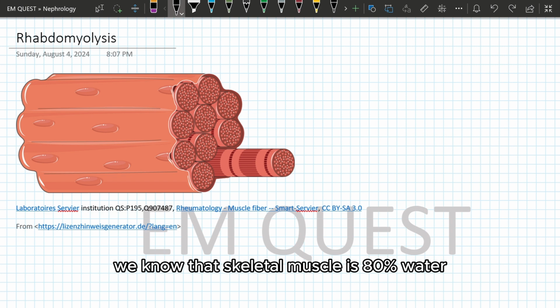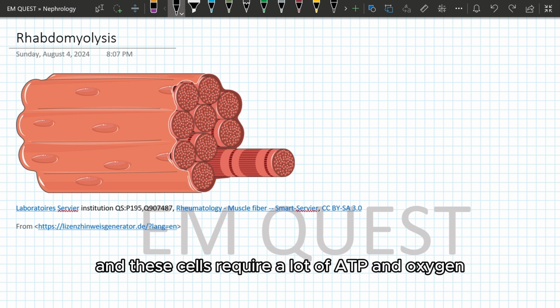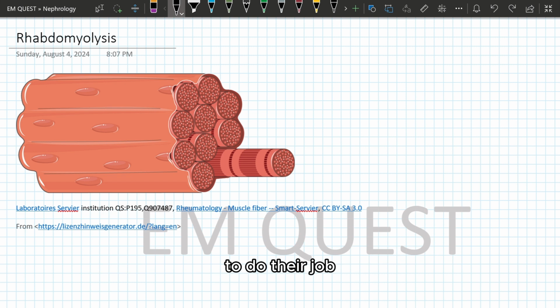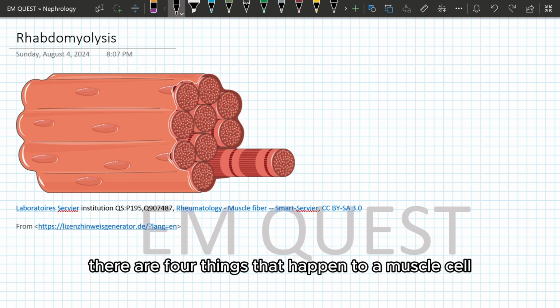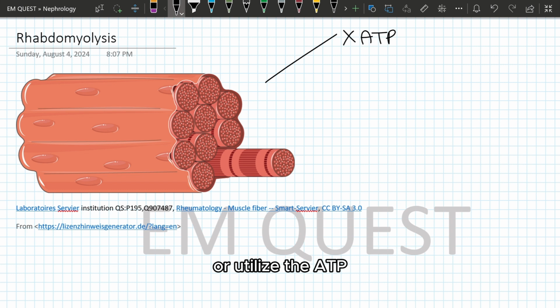We know that skeletal muscle is 80% water and 20% protein. And these cells require a lot of ATP and oxygen to do their job. So when rhabdomyolysis occurs, there are four things that happen to a muscle cell. First of all, the muscle is not able to either produce or utilize the ATP.